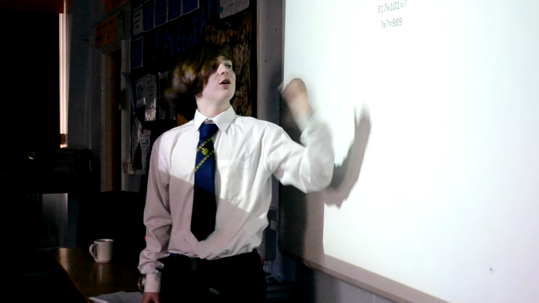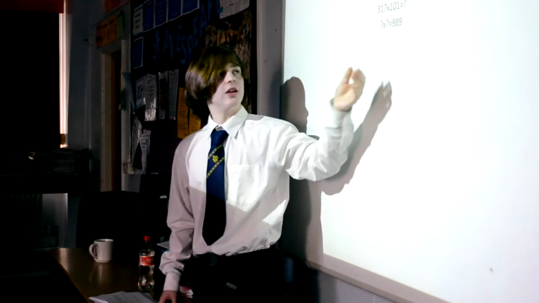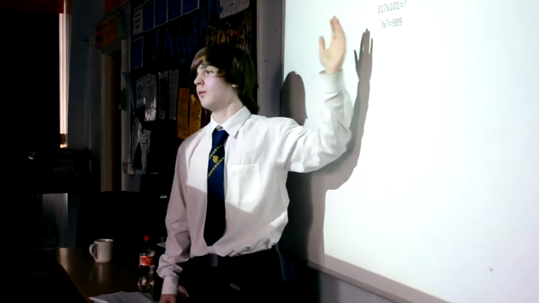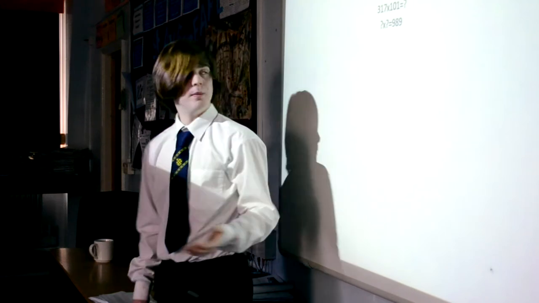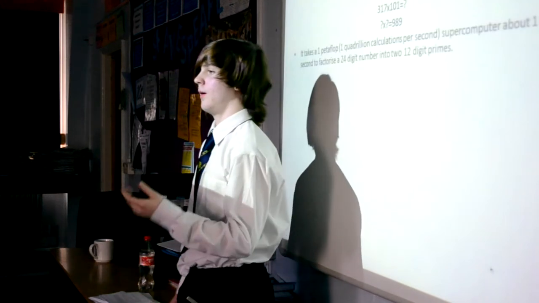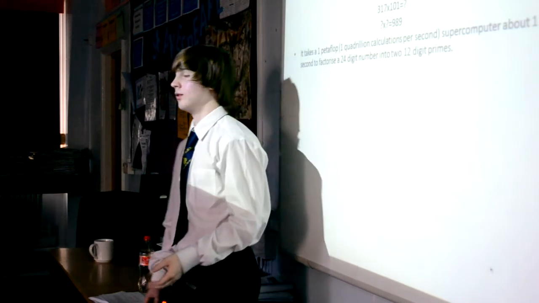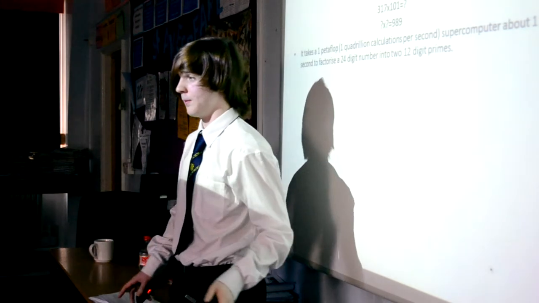So yeah, it took you a lot longer to do this one than it did to do these ones. That's because there are two unknowns, and going from one known to two unknowns is more difficult than going from two to three. A computer also finds this much more difficult. A one petaflop supercomputer, which is one quadrillion calculations per second, takes about a second to factor a 24-digit semi-prime number into two 12-digit primes.